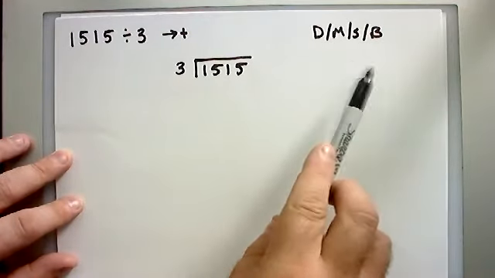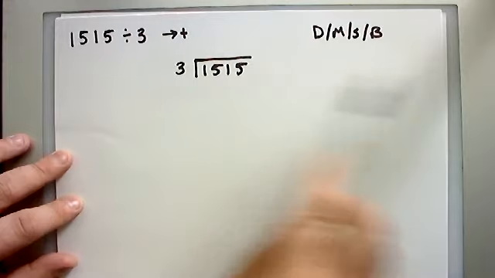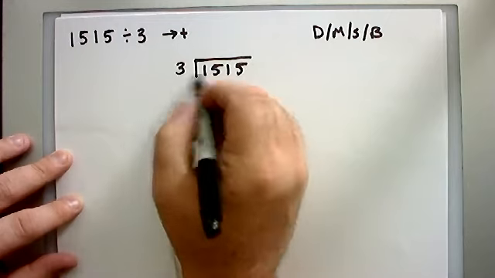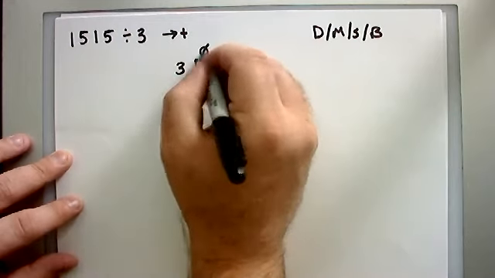Divide, multiply, subtract, and bring down. Those are the 4 steps, and you repeat them over and over. So again, let's do it without decimals first. 3 goes into 1 0 times.